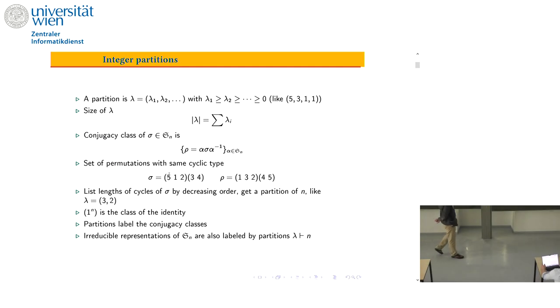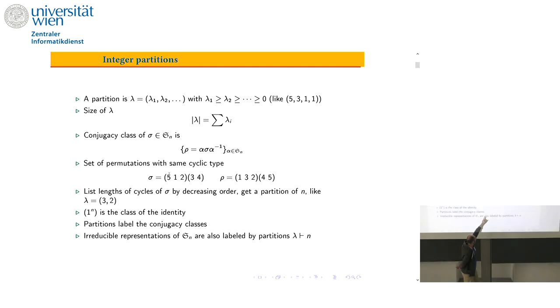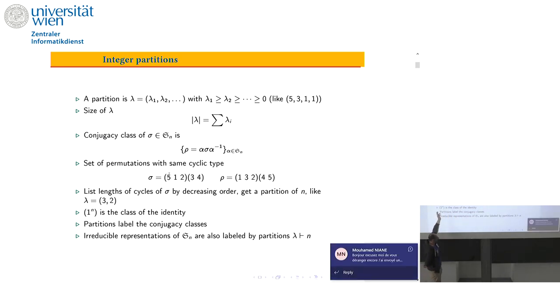So if I have a sigma like this and rho like that, they both have a cycle of three elements and another one of two elements, so you can just look at them and say they are in the same conjugacy class. If I give you a permutation, you can list the lengths of its cycles in decreasing order and encode that into a partition of n. For instance, those permutations have partition 3, 2. 1 to the n is 1, 1, 1, 1, 1, 1, 1.